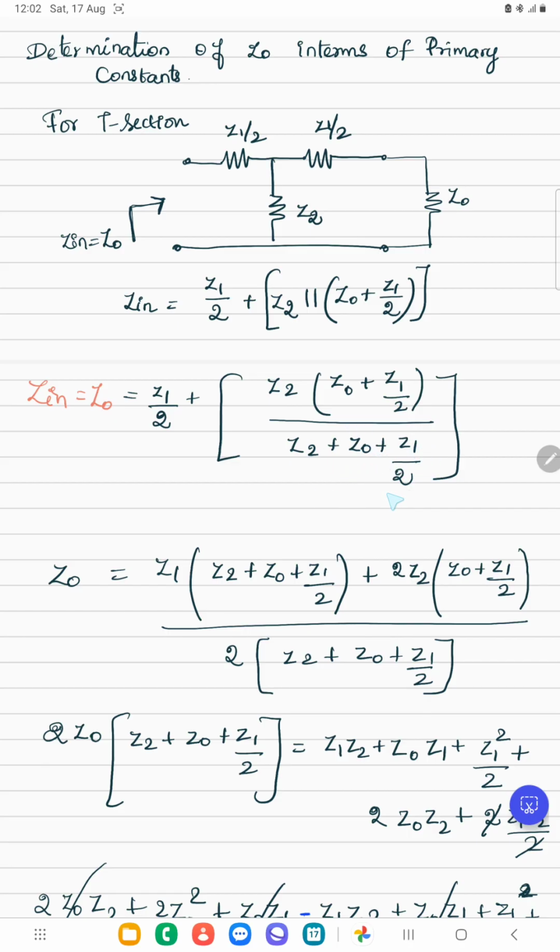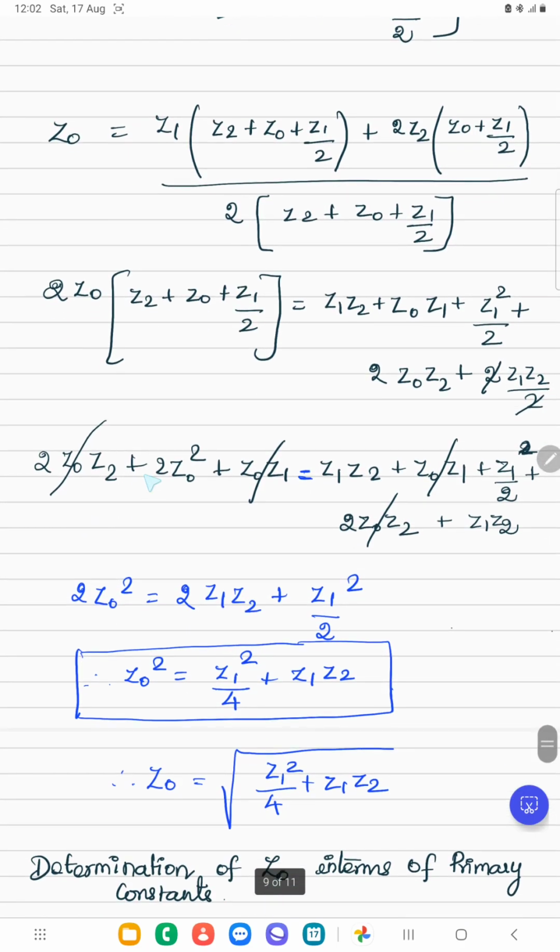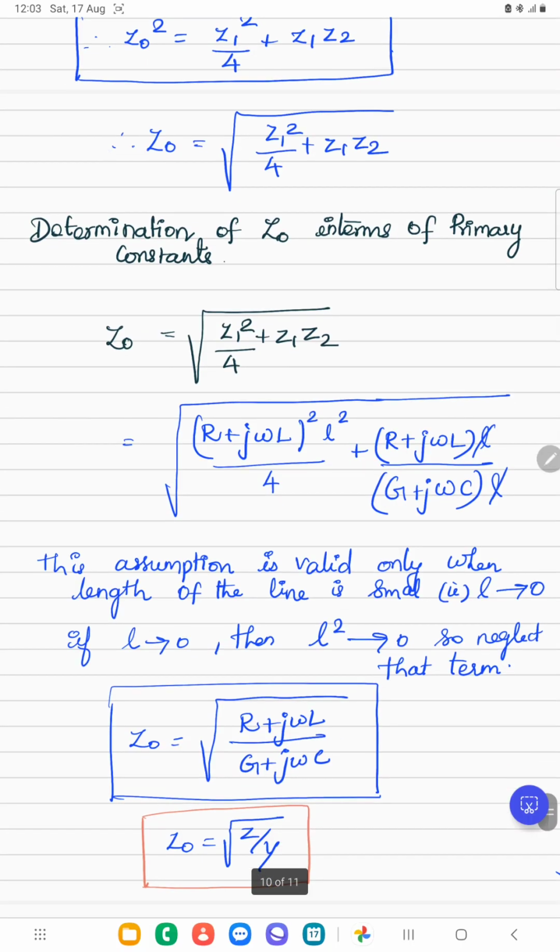Here we take the LCM and multiply, and if we do the mathematics and solve, this term goes to the left side, and on the right-hand side we multiply. Cancel whatever is possible. The remaining final expression is 2Z0 square equals 2Z1Z2 plus Z1 square, divided by 2. So Z0 square equals Z1 square by 4 plus Z1Z2, and this is the final equation. If we take the square root, Z0 is the square root of Z1 square divided by 4 plus Z1Z2, in terms of primary constants.